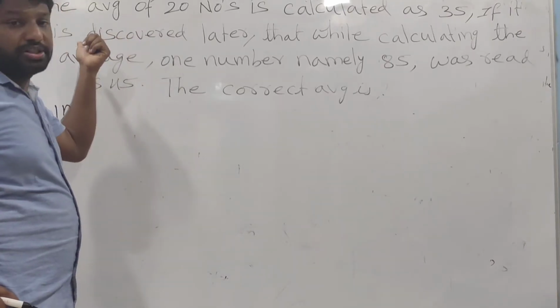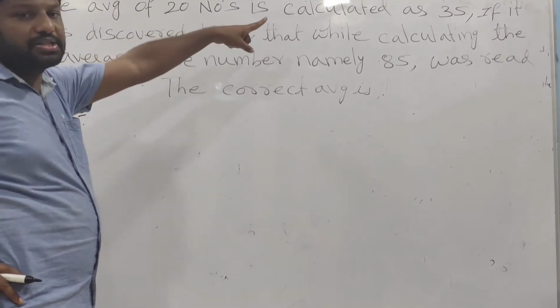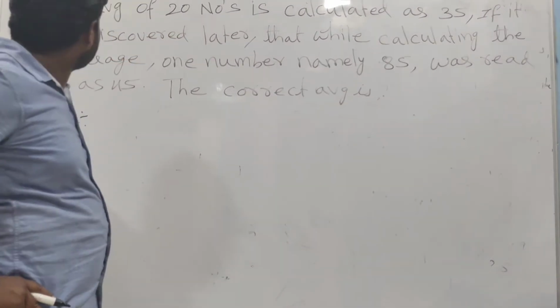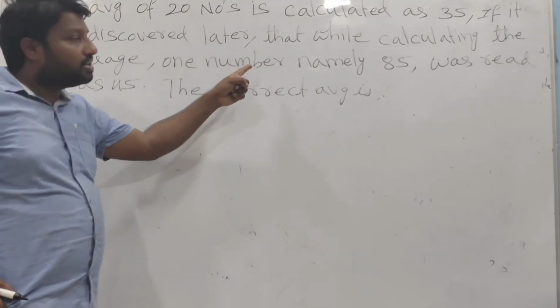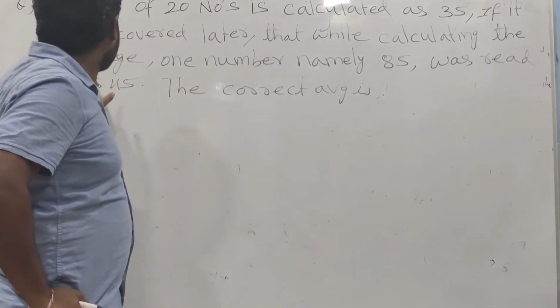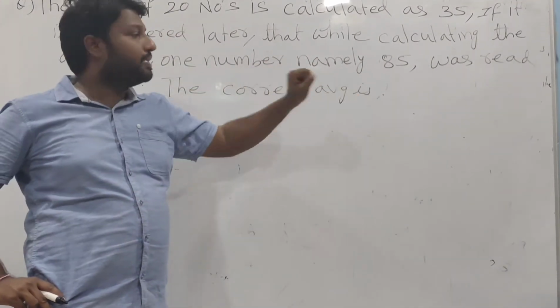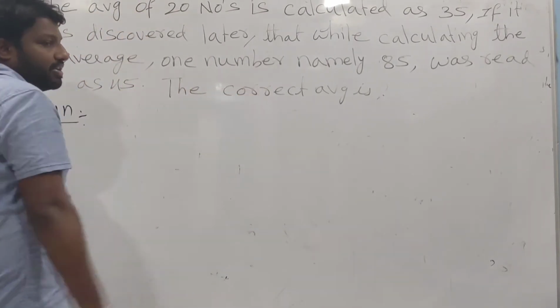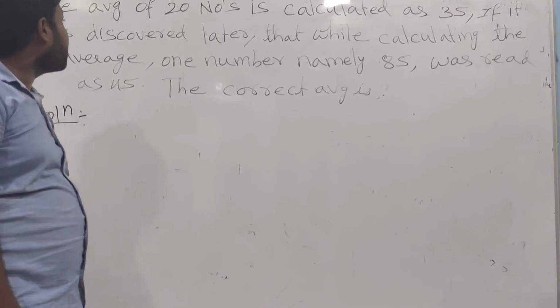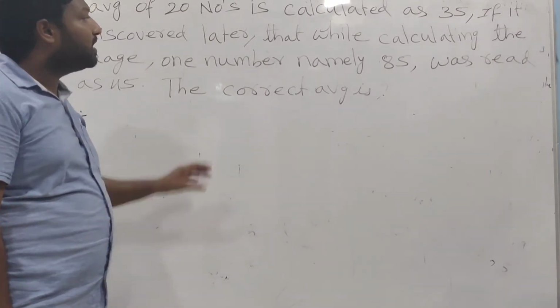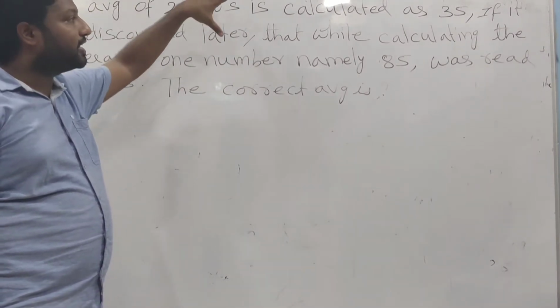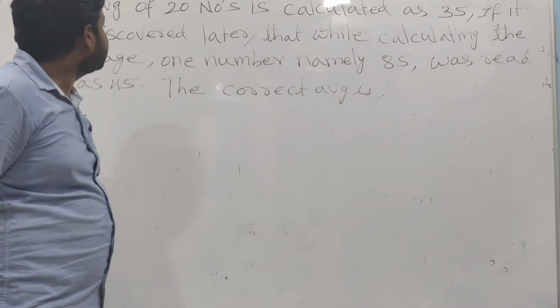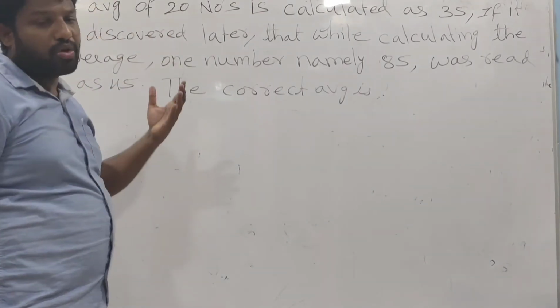The next question: the average of 20 numbers is calculated as 35. If it is discovered later that while calculating the average, one number, namely 85, was read as 45, the correct average is? So try to understand the question. They have given the average of 20 numbers, calculated as 35. Later they discovered something.